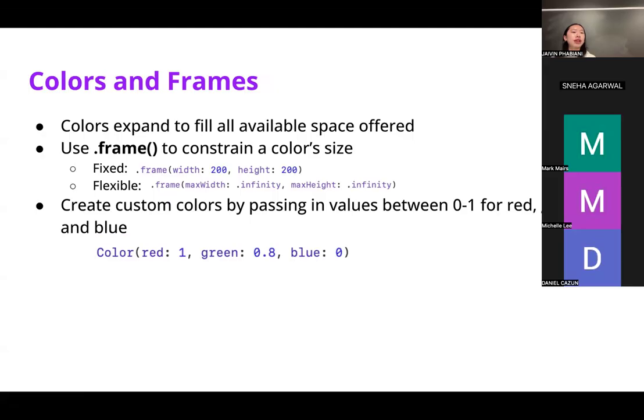Moving on to colors and frames, colors in Swift expand to fill all the available space offered. However, if you want to constrain a color's size, you can use the .frame modifier. There are two types of frames, fixed and flexible. With fixed, you specify the width and height that you want to constrain the color to, while with flexible, you just set the width and the height to infinity. You can also create custom colors by passing in values between 0 and 1 for red, green, and blue. The syntax is below. As you can see, I pass in a value for red, green, and blue here.